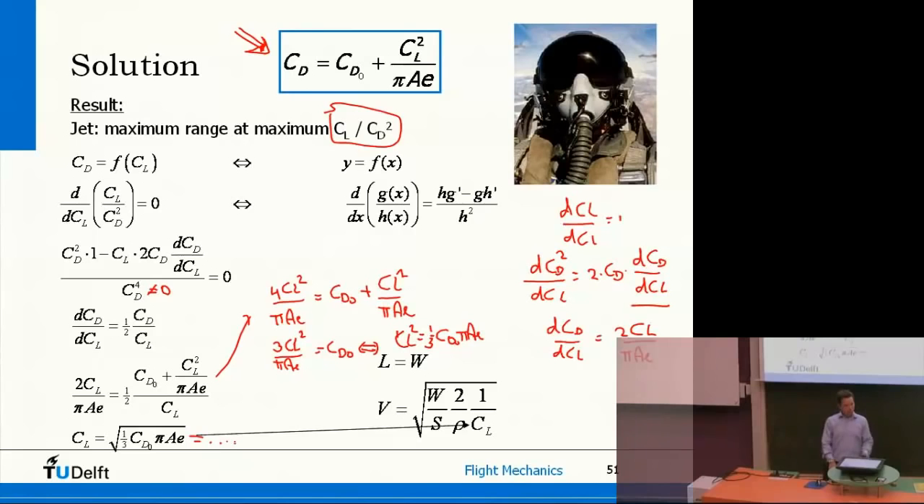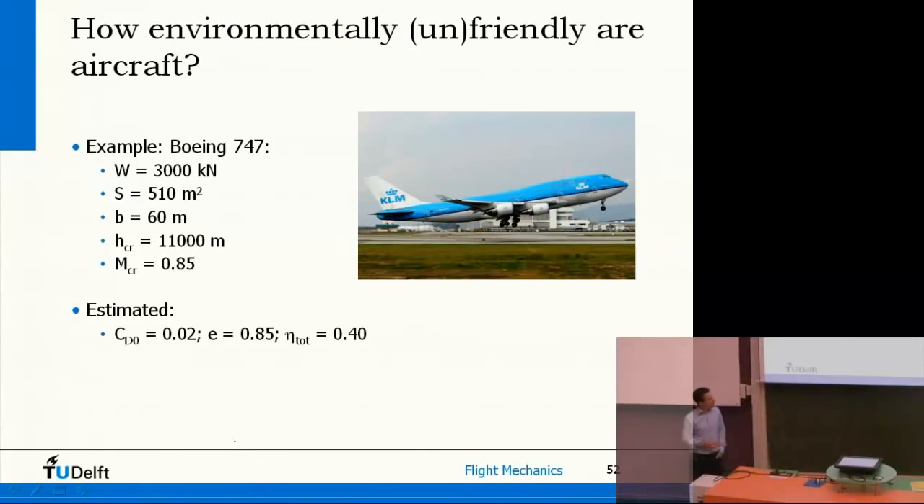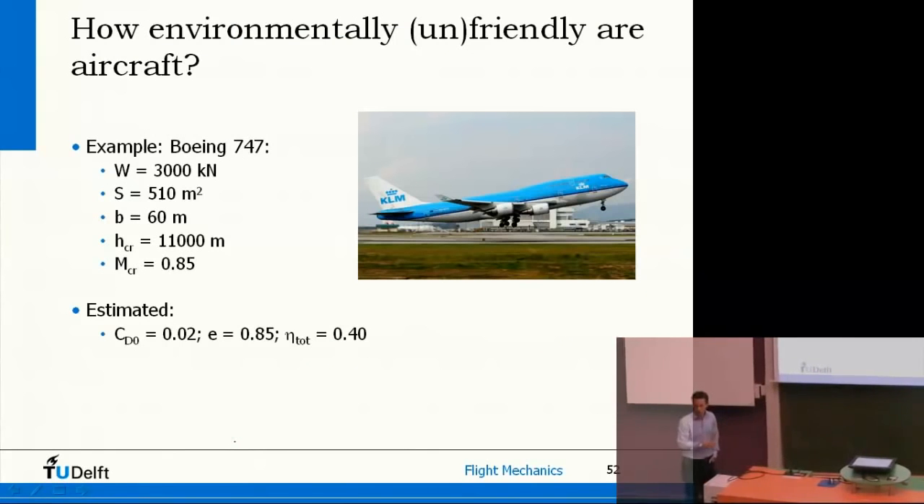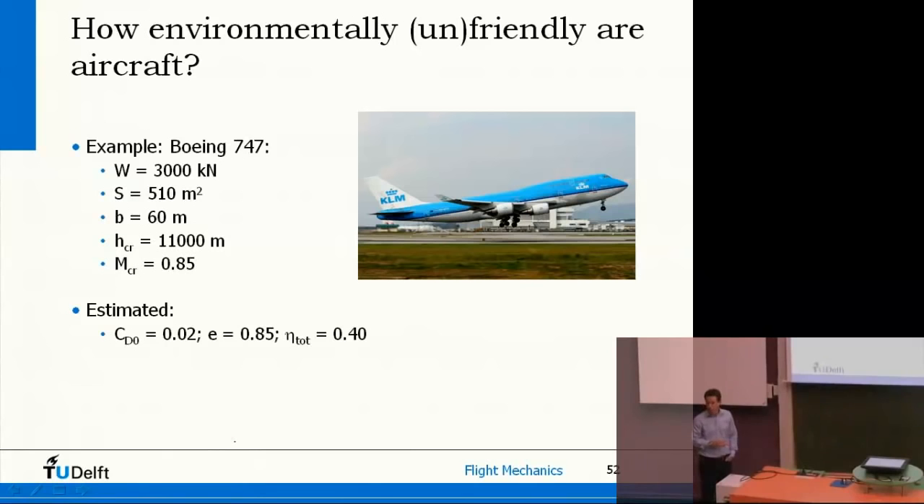And now you may wonder, okay, we've been looking at range. How much fuel do you actually need to go from A to B? So just as an example, you don't have to write it down. I just gathered some numbers for a given aircraft, a Boeing 747. And the question now would be, is this aircraft more efficient than a car or not? So I just looked up some variables. You can simply find them on the internet or in a book.